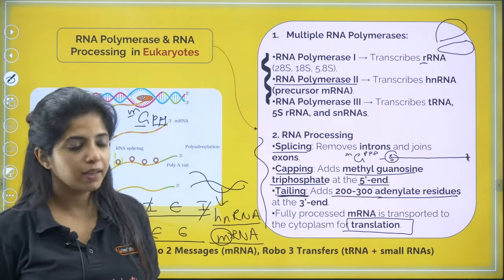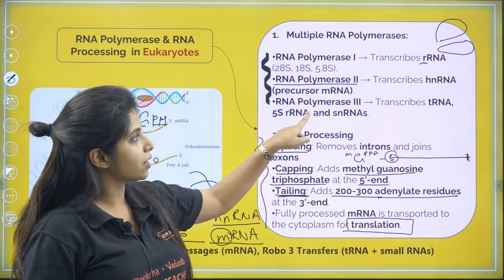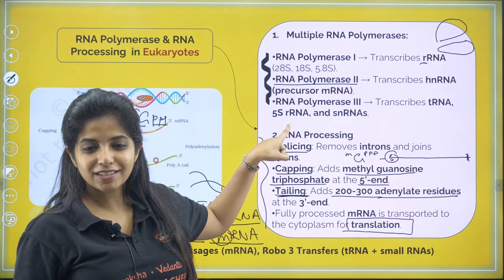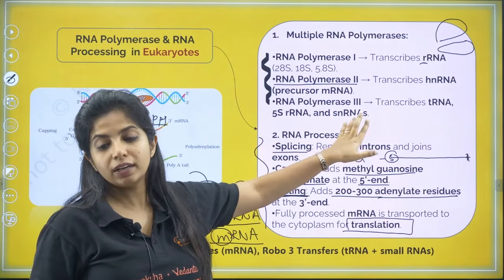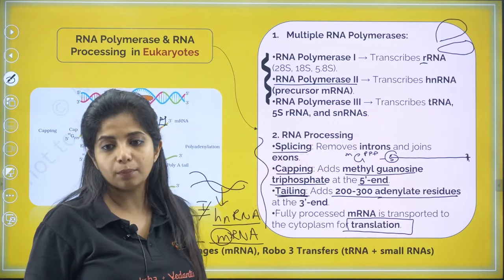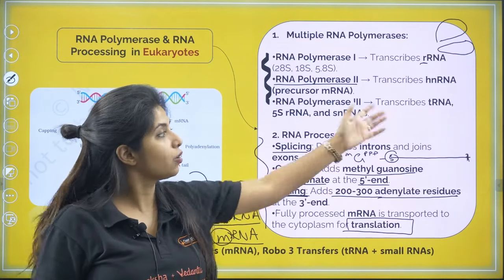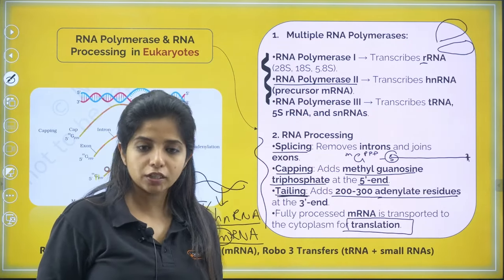You are going to study about that. And also 5S rRNA. So one rRNA is different, that is 5S rRNA, it will be over here. And also small nuclear RNAs, that is also transcribed with the help of RNA polymerase 3. That means they are all formed with the help of RNA polymerase 3.